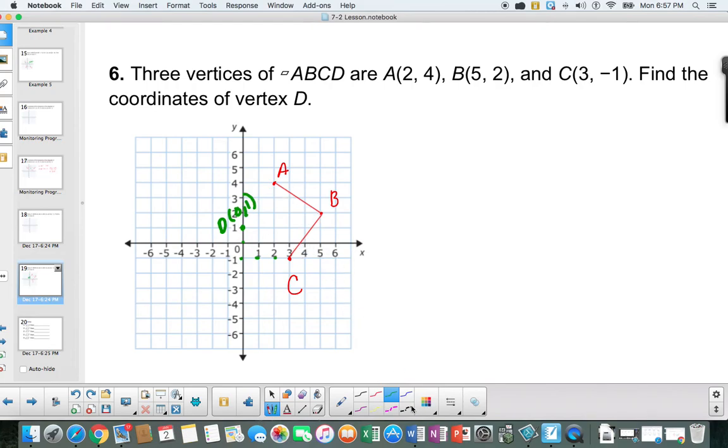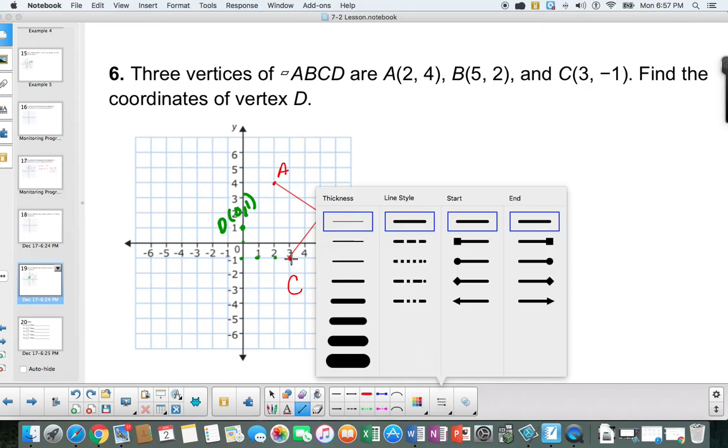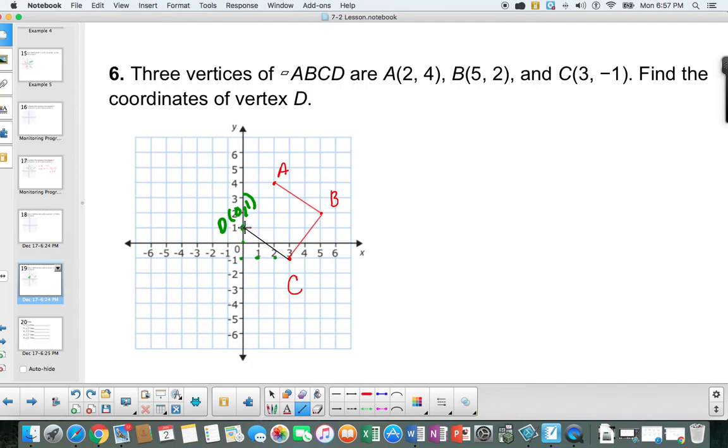And that'll give me a parallelogram. And there we go.